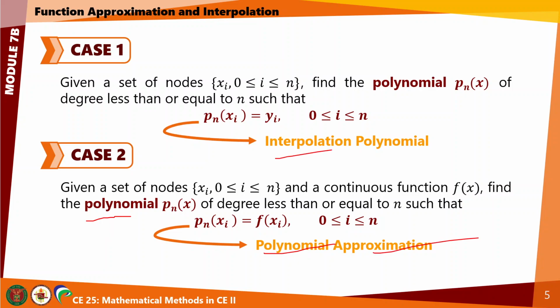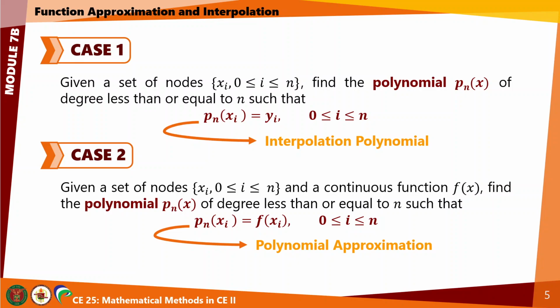Okay, yung kanina given points, ang ginagawa is interpolation polynomial to pass through all those points. On the other hand, if you have a continuous function f of x and x values, tapos gusto mong i-approximate yung f of x with a polynomial p sub n of x, then what you're doing is a polynomial approximation. Okay? So these are the 2 cases for function approximation.